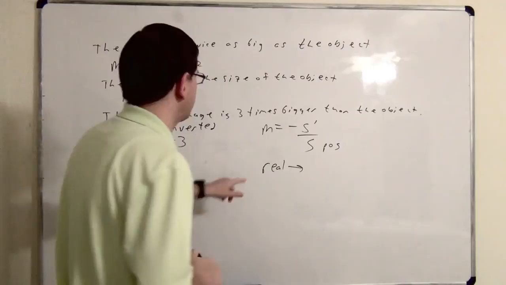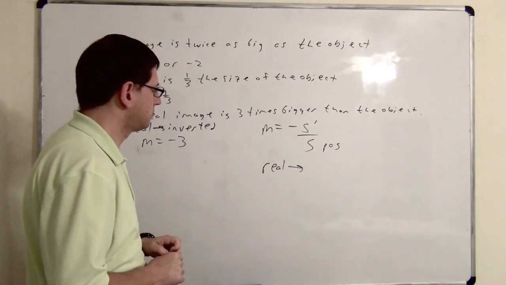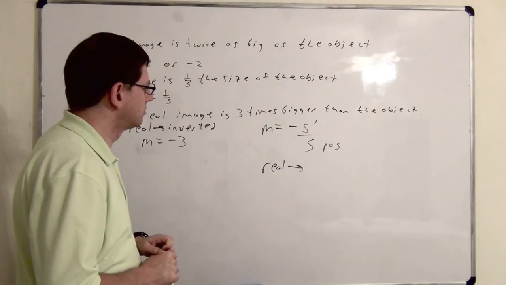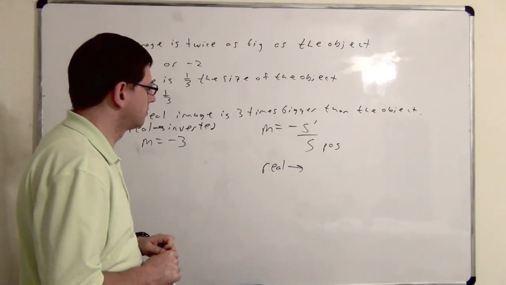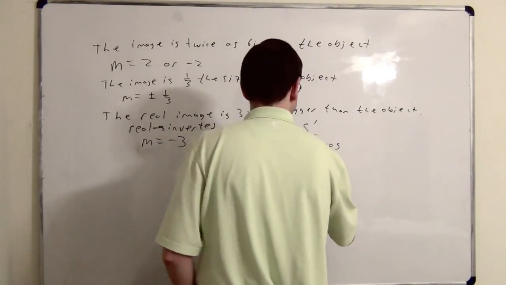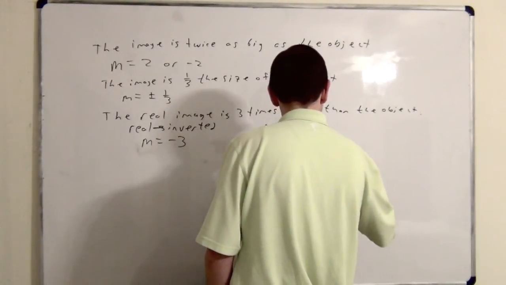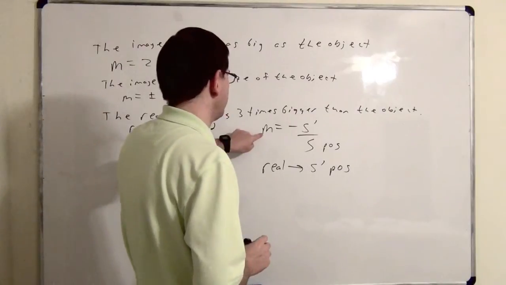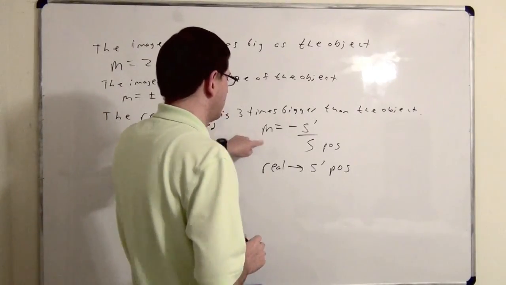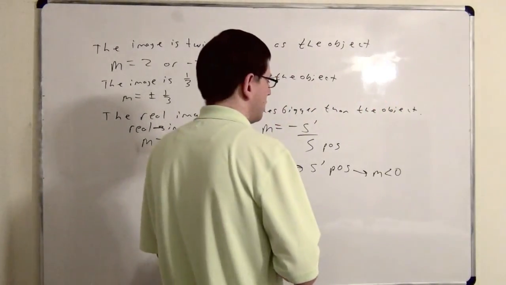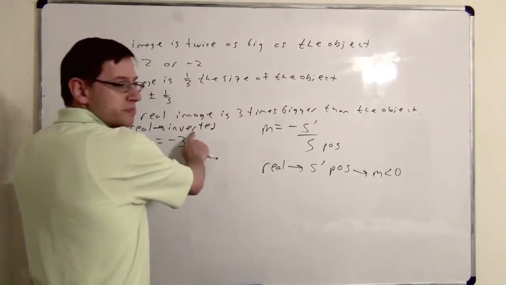A real image. How do we translate this into math? It has a positive s prime. It's positive s prime. That's right. So what would that do to the m? Make it negative. And what does that mean? That it's inverted. So we just proved it.